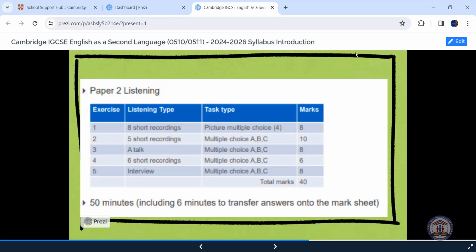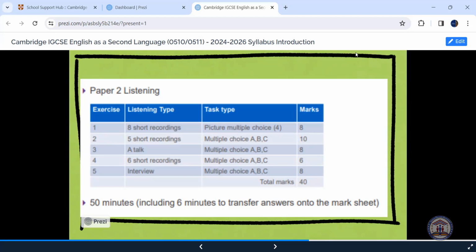And also the talk will be repeated twice. So the student has a chance to listen and read the question, skim the question, underline the keywords of these questions, and after this, in the second time, he or she can answer the question easily with a kind of focus after listening twice.